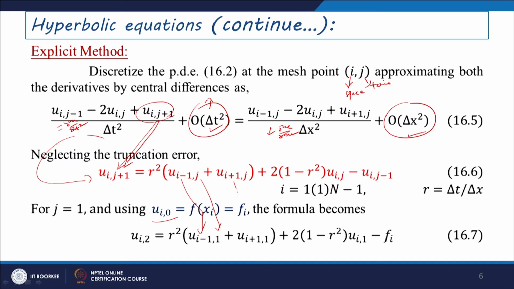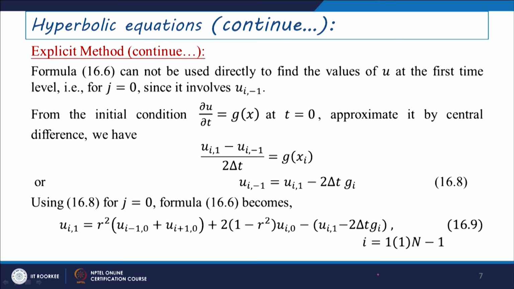Then u_i+1,j with j equal to 1 there. Then 2 into (1 minus r²), so u_ij with j equal to 1 here, minus, since u_i0 is written as f_i here, u_i0 is replaced by f_i there. So this can be used directly to find the values of u at the first time level, that is for j equals 0, since it involves a term u_i-1 here from the initial condition, that is in the form of ∂u/∂t, which equals g of x at t equals 0.